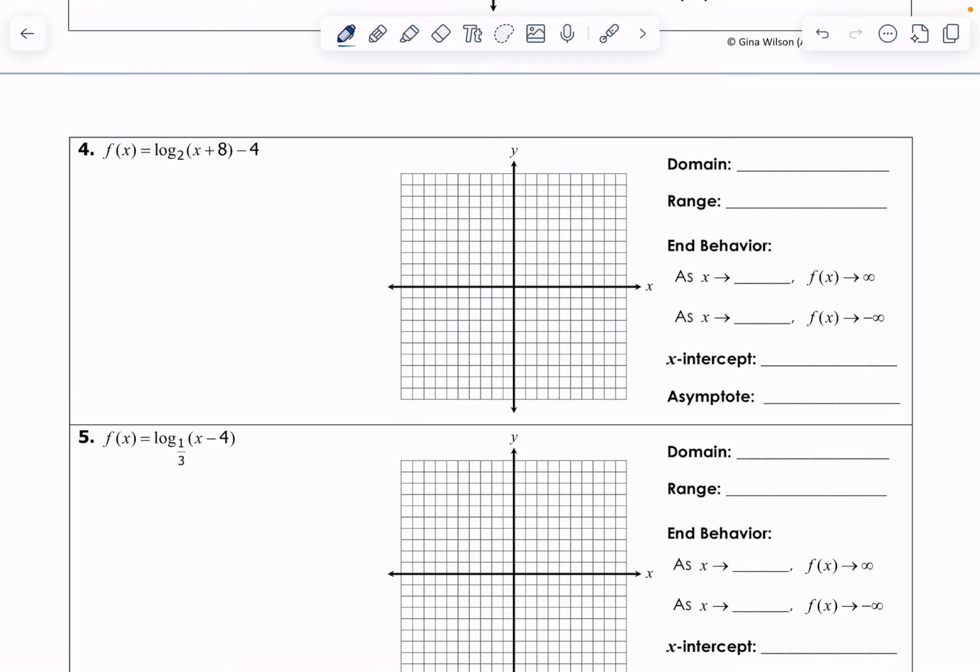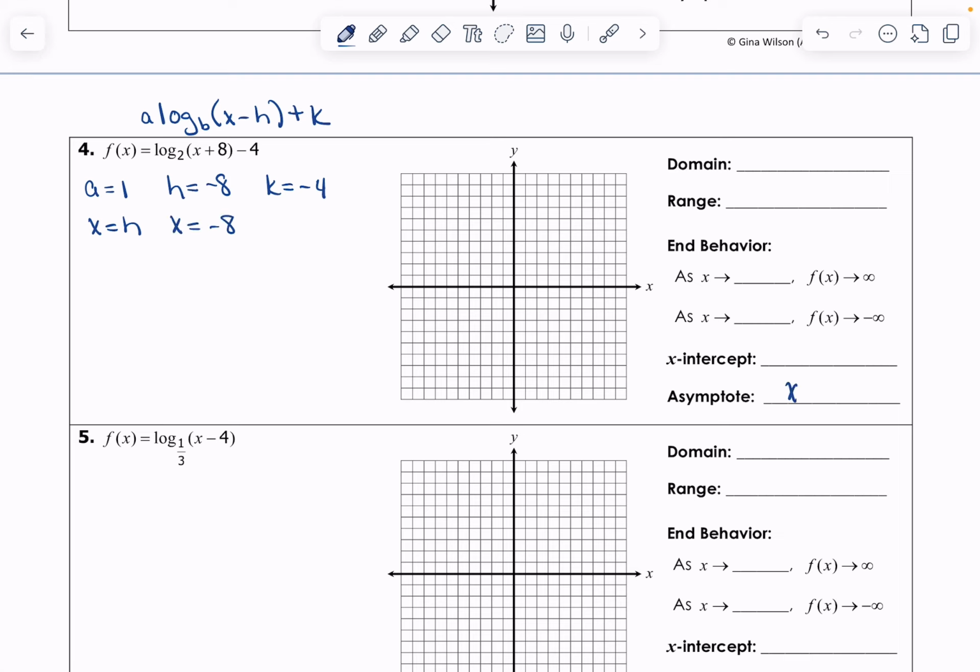Okay, here's a brief overview video of what I'm expecting for your log graphs. Keep in mind, a log base b of x minus h plus k is the transform function. So our a value here is 1. Our h value, think opposite sign, is -8, and our k value is -4. Basically what you need to know here is that your vertical asymptote is always going to have the equation x equals h. So our vertical asymptote is going to be x equals -8.